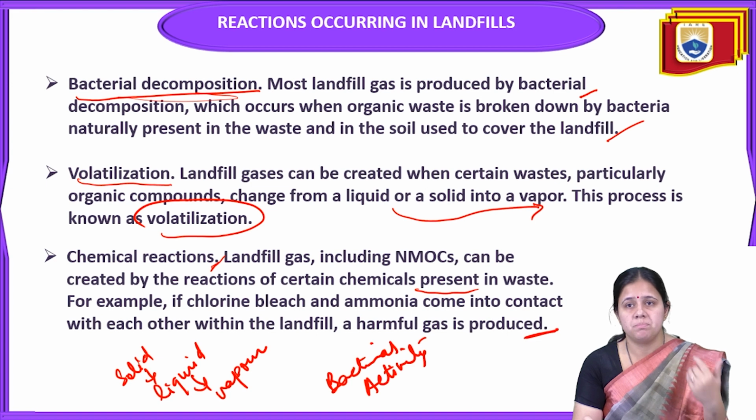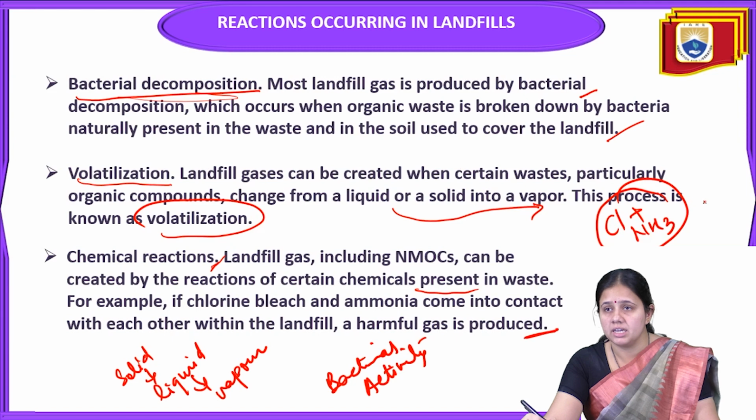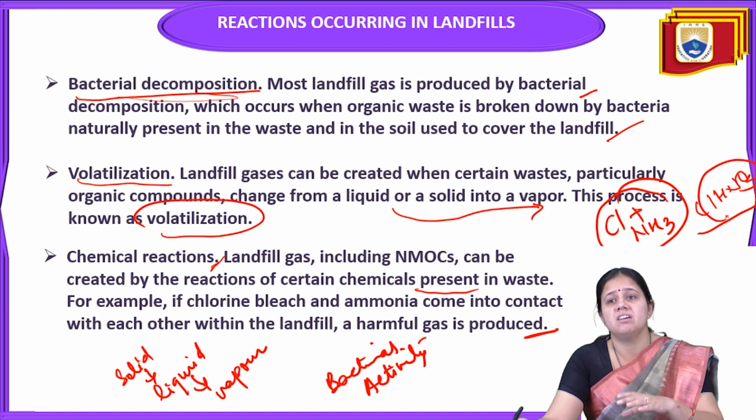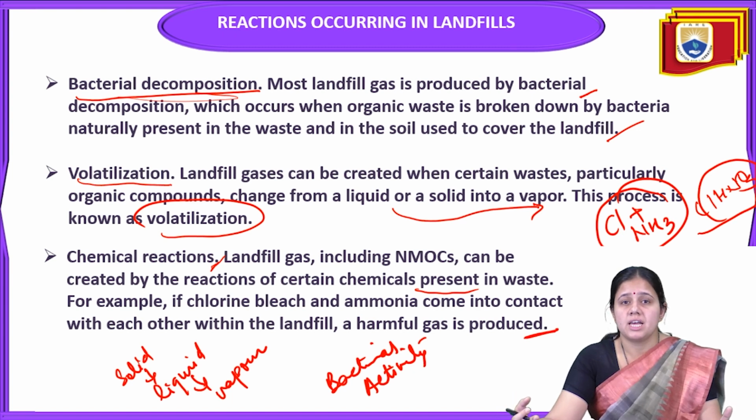So if chlorine bleach and ammonia, NH3, come in contact with each other within the landfill, then ClHNO3, this gas will be formed. This is again a very harmful gas in the landfill. The reaction occurring inside a landfill is the most point of concern, because anaerobic condition will be created. This anaerobic condition will lead toward the production of greenhouse gases, many harmful gases.